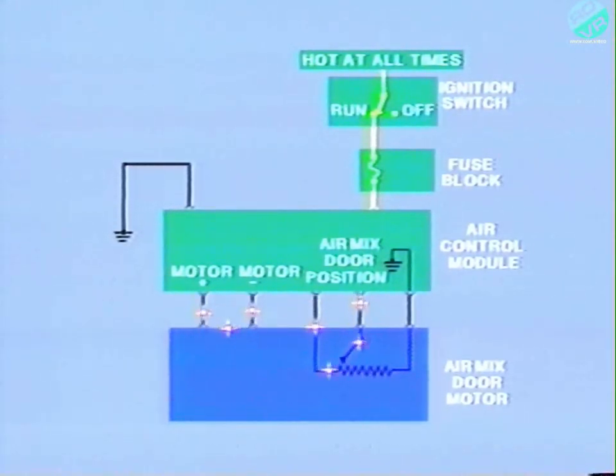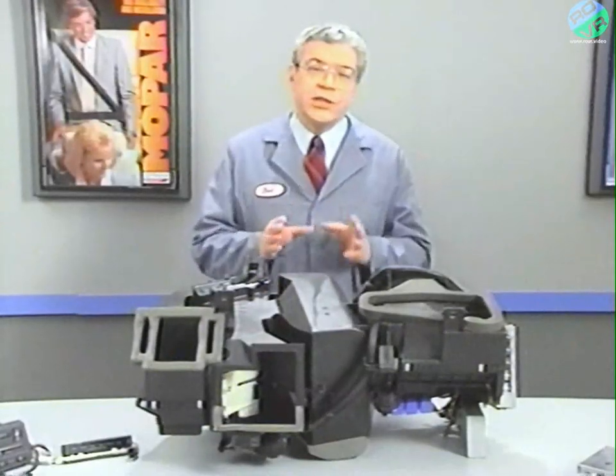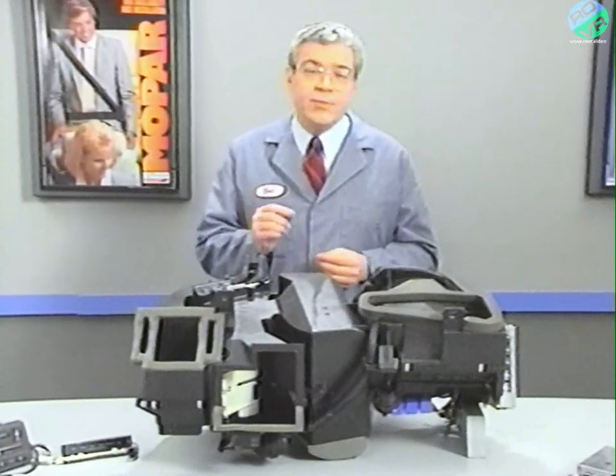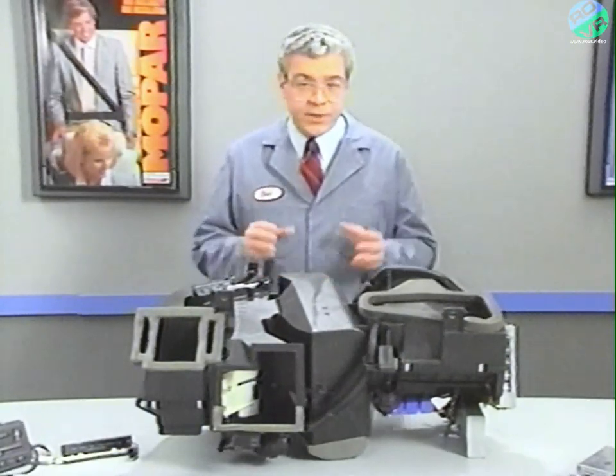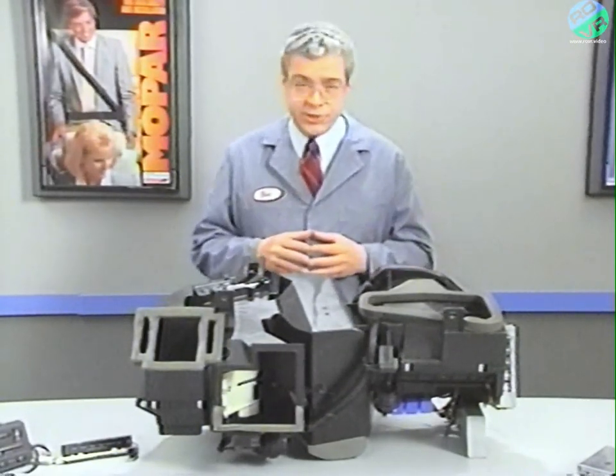As door position changes, the sensor wiper moves across the sensor resistor, and the feedback signal changes. When the signal corresponds to the desired position, the ACM cuts off current to the motor. In positioning the air mix door, the ACM also makes use of inputs from the ambient and in-car temperature sensors.